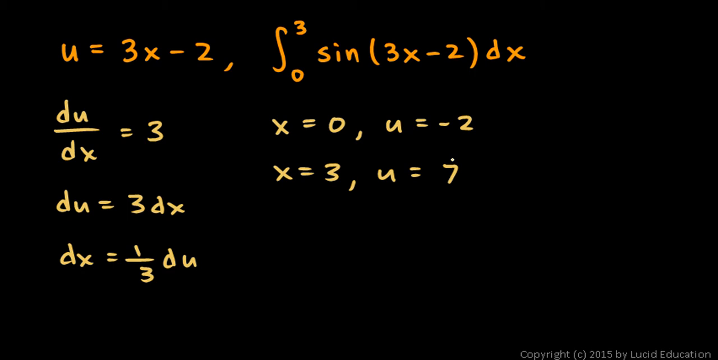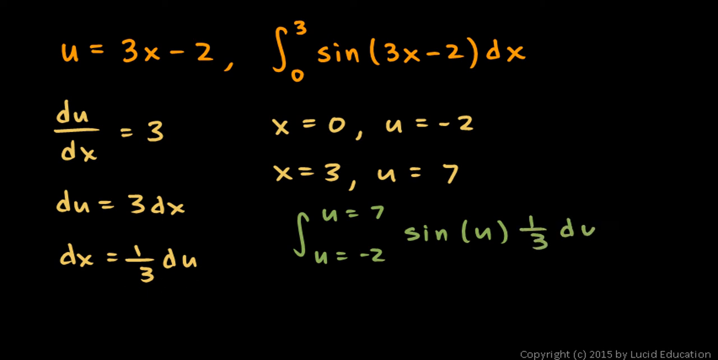So my original integral can be written as the integral from u equals -2 to u equals 7 of the sine of u, and then instead of dx we'll write 1/3 du. Now the 1/3 will come out front, so this will equal 1/3, and then we have the integral from -2 to 7 of the sine of u du, and that's the answer.